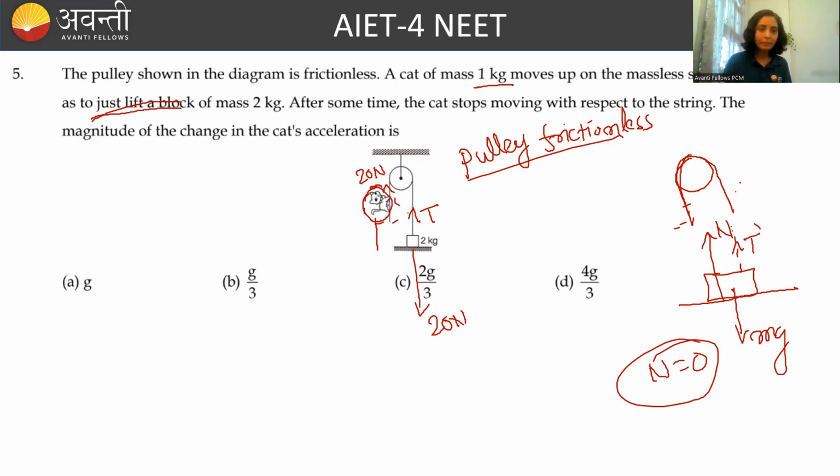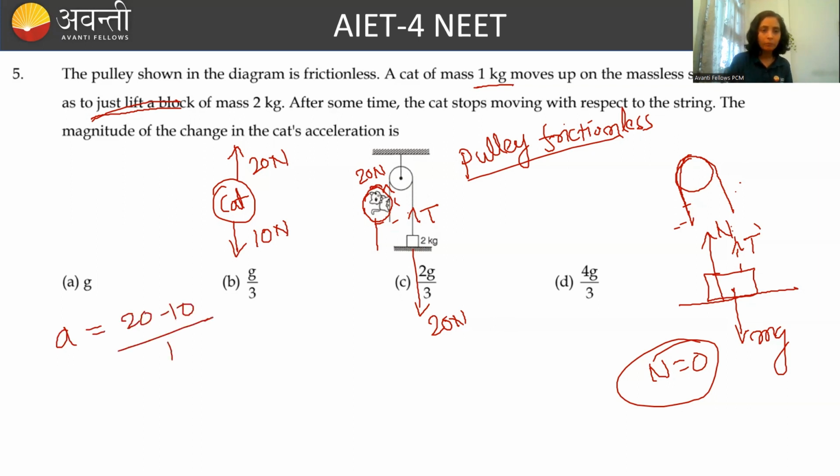So on cat, if you write the FBD at the moment when it is just lifting the block, tension in the upward direction, tension always acts away from the body, and weight, like gravitational force, I must say, that will be 10 Newton because mass of the cat is 1 kg. Now, what will be the acceleration? Acceleration of cat at the point when it is just lifting the mass will be (20 minus 10) by mass. So that is your 10 meter per second square. That is equal to g, right, in magnitude. Over.